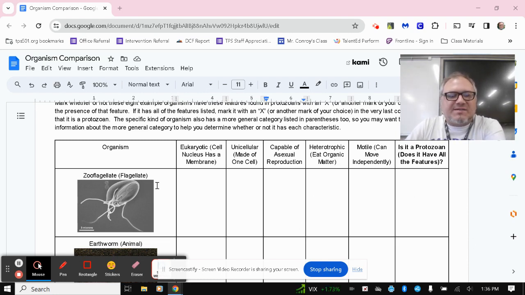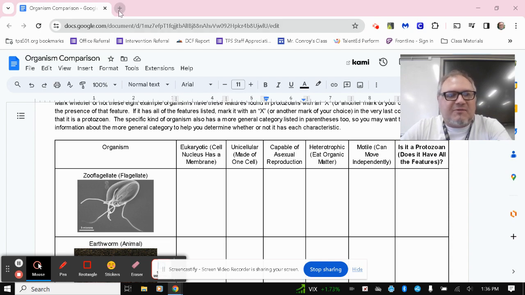So let's go through one example together here with the zooflagellate, just to show what it would look like to look up this info. This one is very search engine intensive. So the first quality we're looking for on the zooflagellate is eukaryotic. The cell nucleus has a membrane.